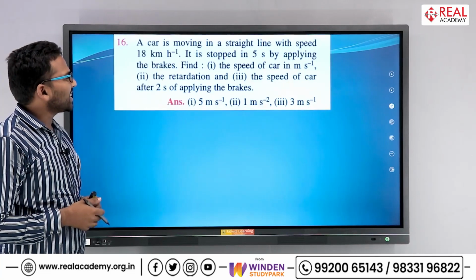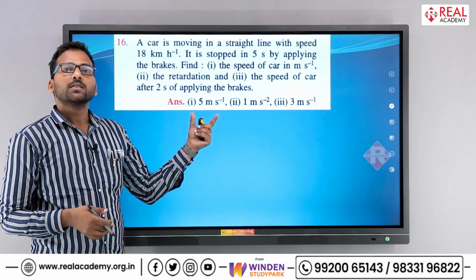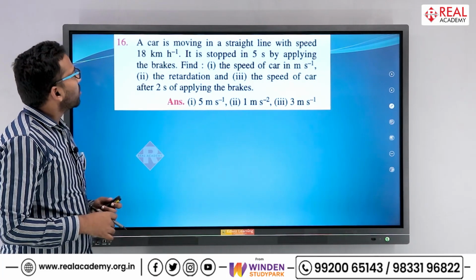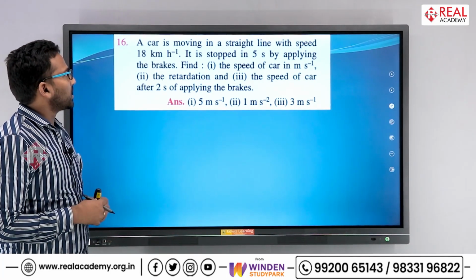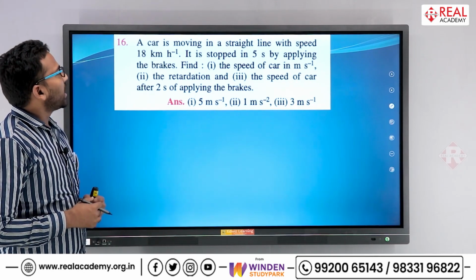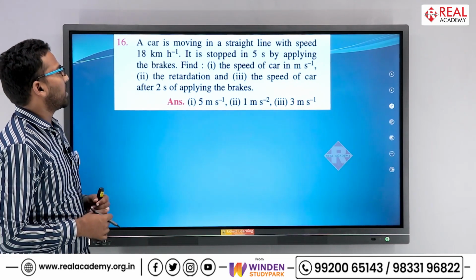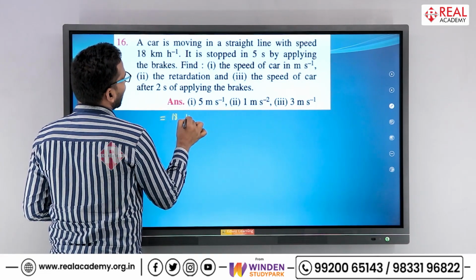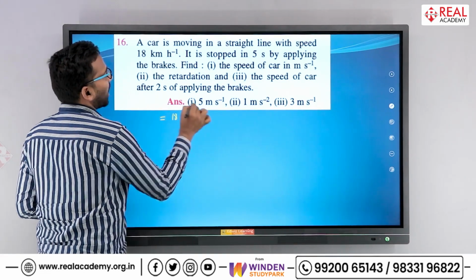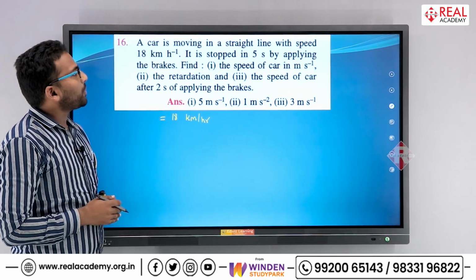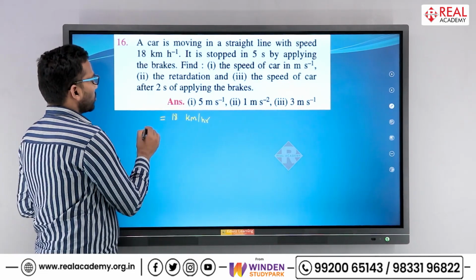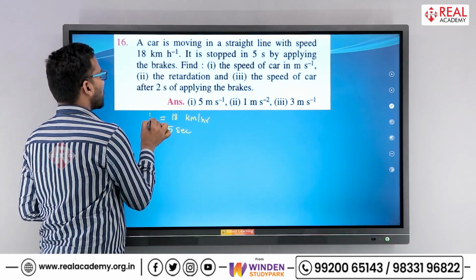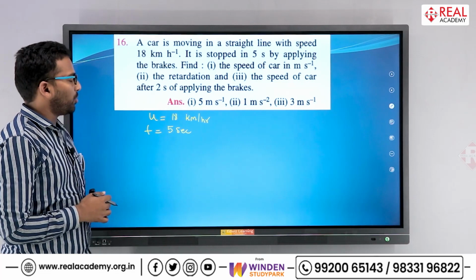Now, 16th sum. This is the last sum, last numerical of your first exercise. So let us try to understand this sum as well. A car is moving in a straight line with speed 18 km per hour. So the speed is mentioned over here like 18 km per hour. It is stopped in 5 seconds. So the time is 5 seconds. So this will be the initial velocity, 18 km per hour.